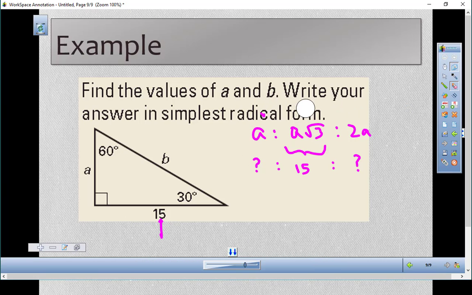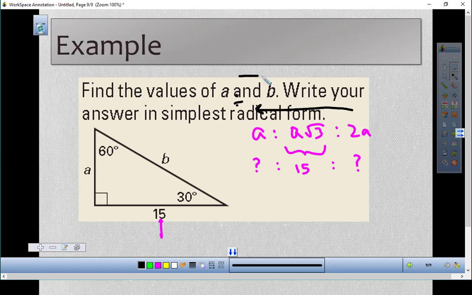Anytime, just listen. Anytime you go this way, you divide. Anytime you go the other way, you multiply. Okay? So which way are we going? We need to go back this way, right? So we divide.